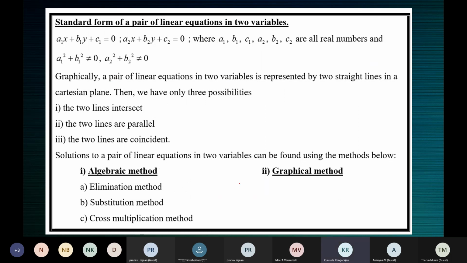All right, children. So these are the two methods. And as I told you, under the algebraic way of finding the solutions, we have these three methods.